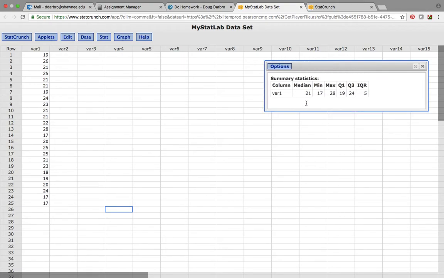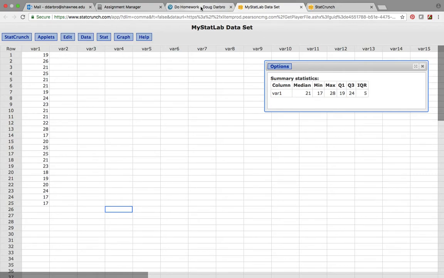So I'm going to write this down. My median equals 21. My min is equal to 17. My max is 28. And Q1 is 19. Q3 is 24. So the IQR is equal to 5.